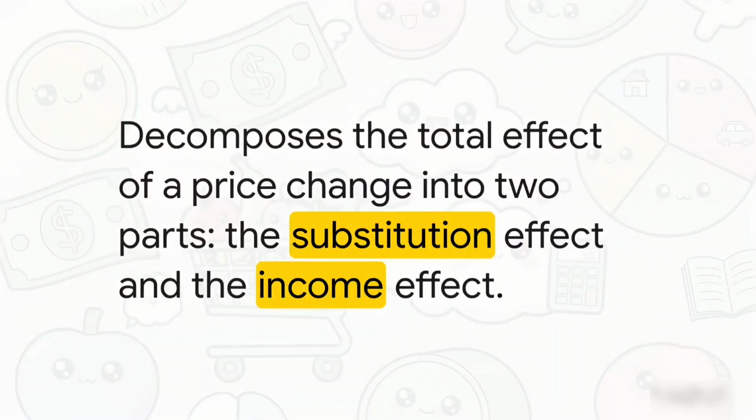So to figure this out, economists use this thing called the Slutsky equation. And I know it sounds super complicated, but don't let the name scare you. It's really just a way to break down our reaction to a price change into two simple, very intuitive parts.